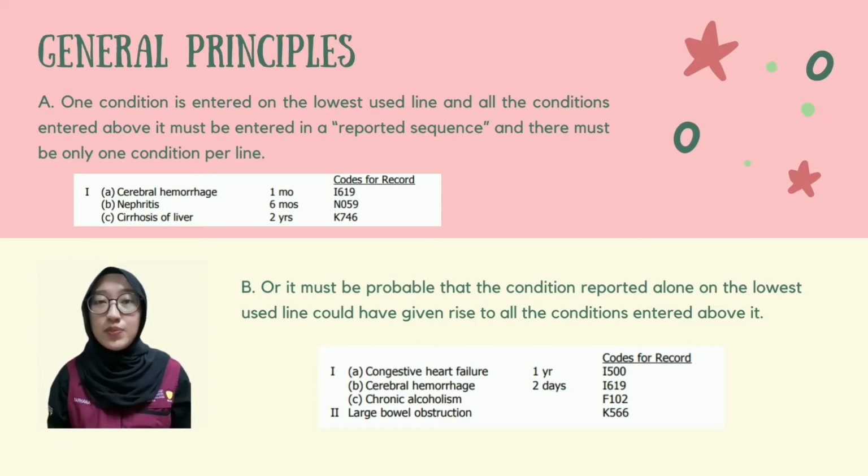If this general principle approach cannot be applied, the coder should refer to 3 selection rules.